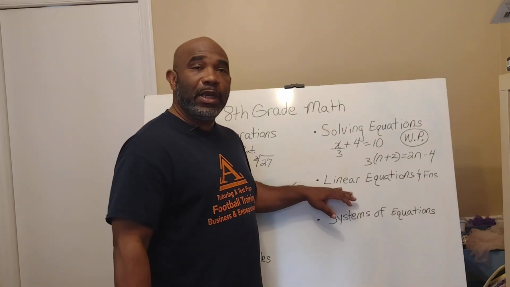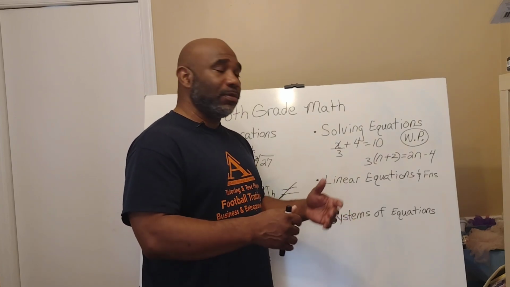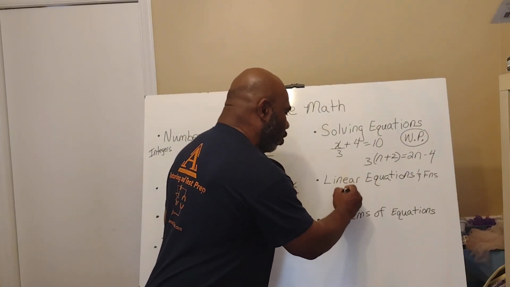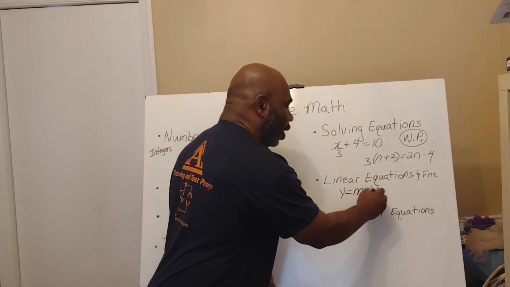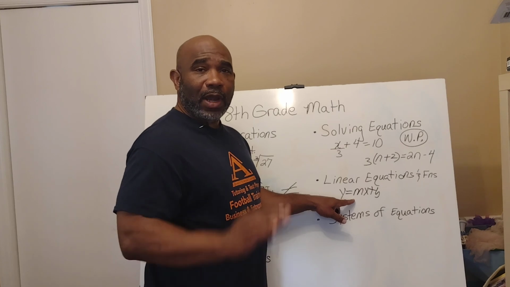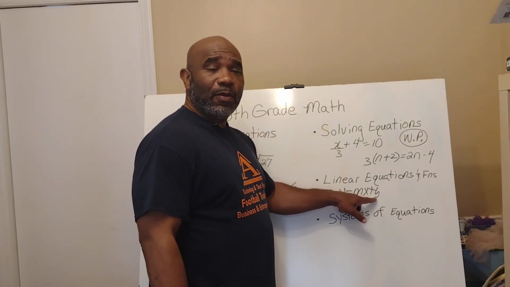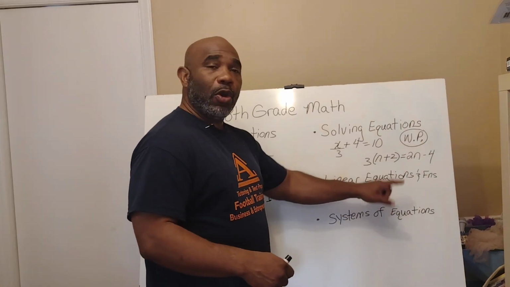After that, we get into linear equations and functions. A line is a function, and we have something called a vertical line test that we'll talk about. We'll put things in the form of y equals mx plus b, where m is the slope of your line, how fast you're rising or falling. b is your y-intercept, where you cross the y-axis, or your starting value if it's a word problem.